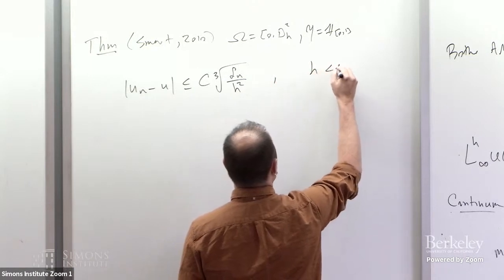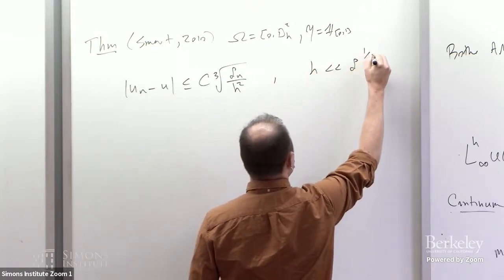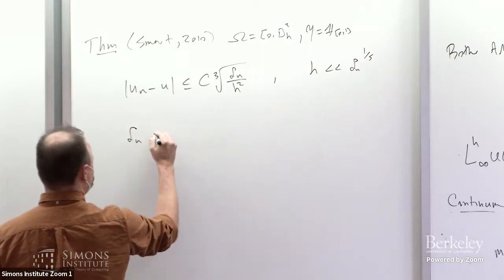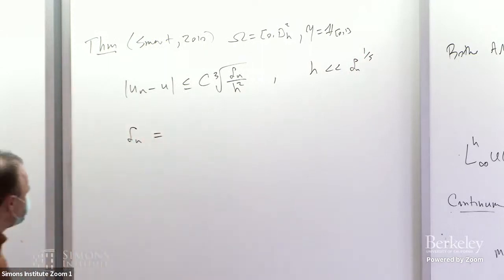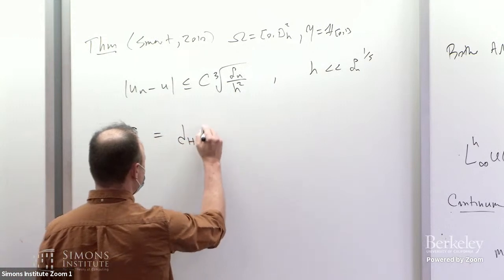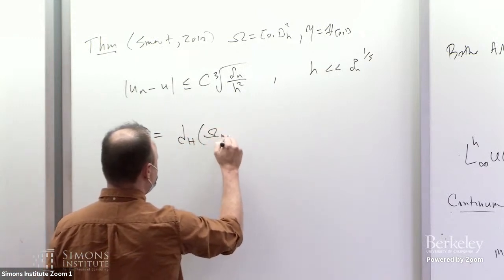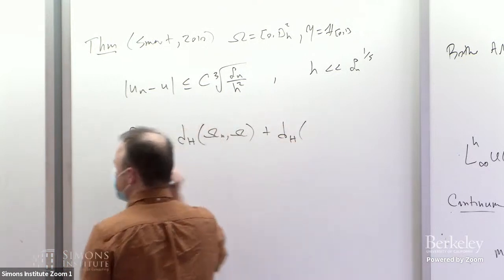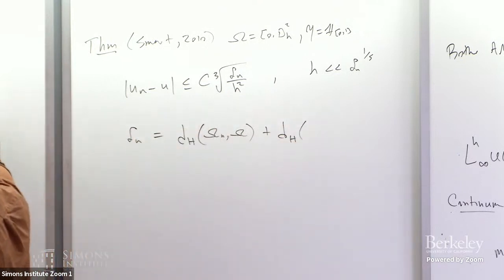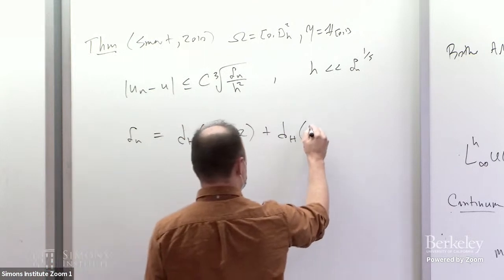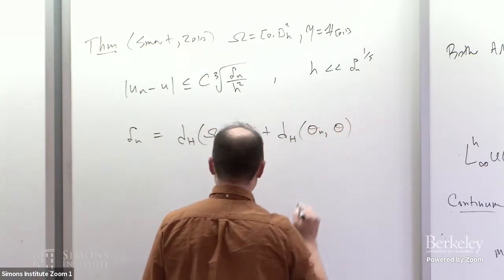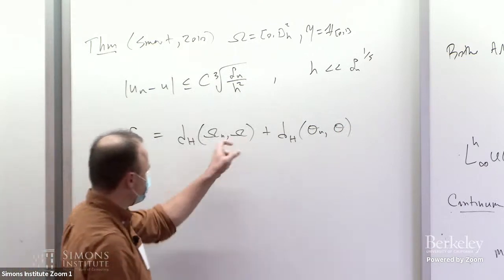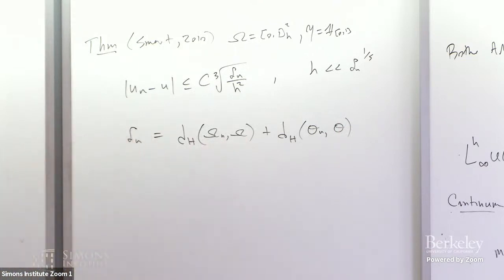This is for h much less than delta to the 1 over 5. So delta n is the resolution of the point cloud. Essentially, I'll write it as the Hausdorff distance of omega n to omega, plus we'll also have a term to control the convergence of the constraint set. So basically, how far do I have to move points in omega to find the closest point in omega n?